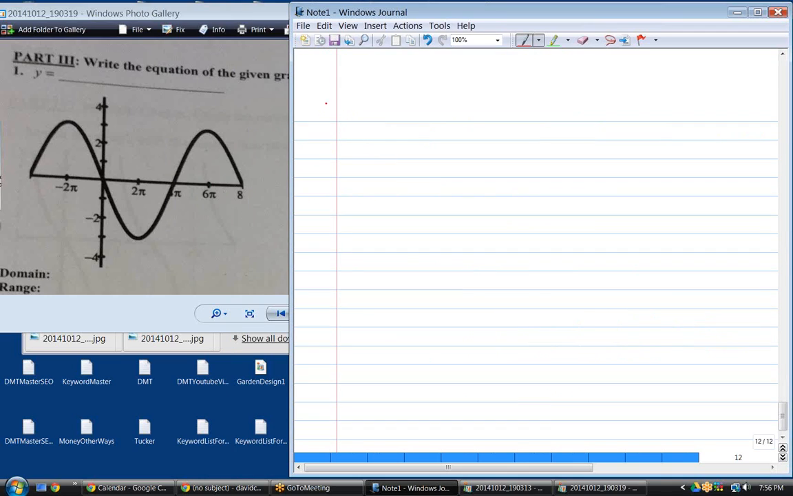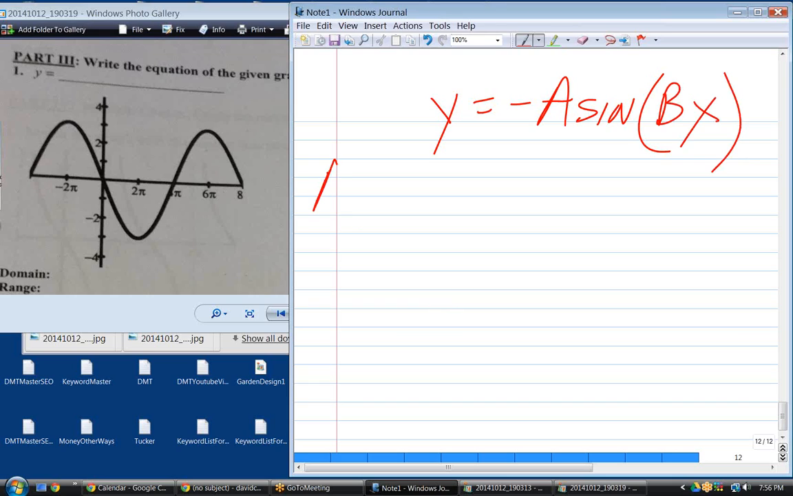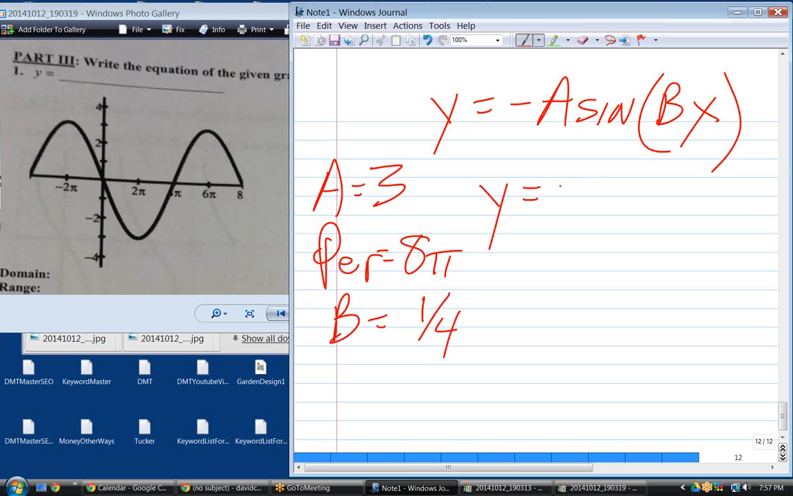Okay, so what can we say? Let's see if we can figure out our letters. What is A? 3. What kind of curve is this, first of all? Sine. Negative sine. So we're looking at something that's going to look like negative A sine, and then we'll fill in the rest of Bx. So what's A? 3. What's B? First we need the period. It looks like the period is 8 pi, so B is 2 pi over 8 pi, which is 1/4. They're pretty tricky, leaving off the pi there. So what's my equation? Negative 3 sine 1/4 x.